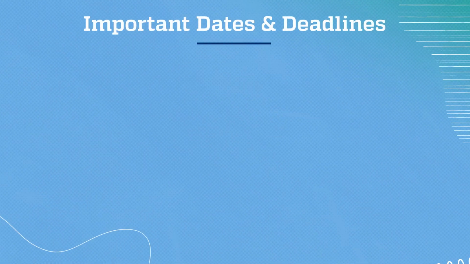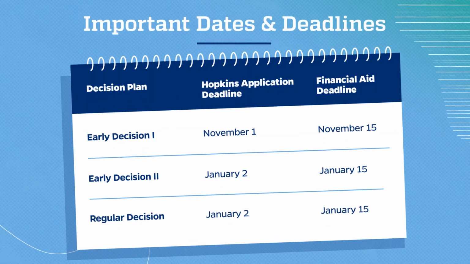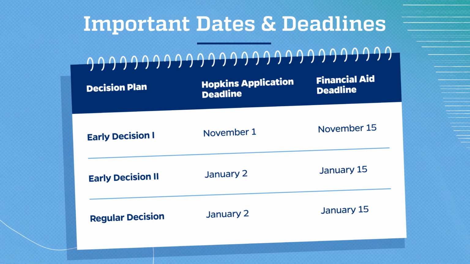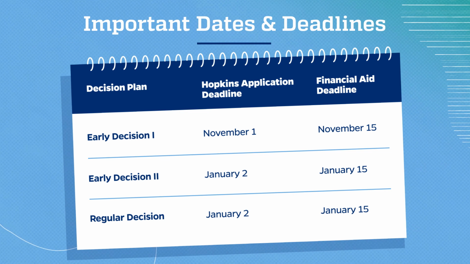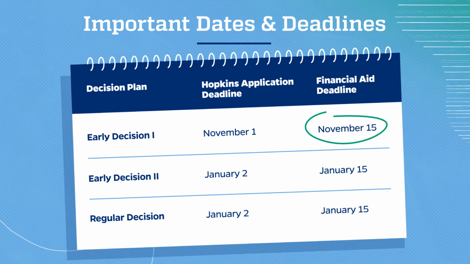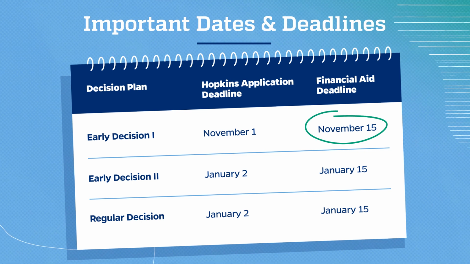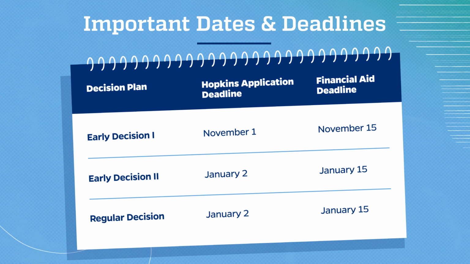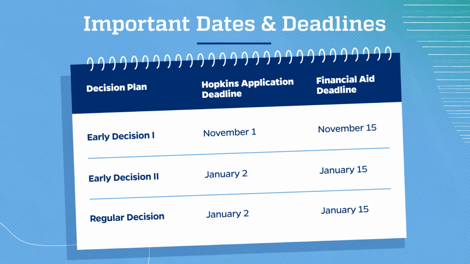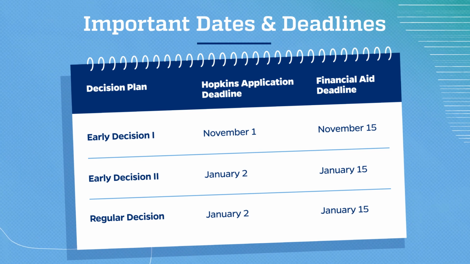Finally, let's cover important dates and deadlines. As long as you submit the required materials by these deadlines, you'll receive your financial aid offer at the same time as you receive your admissions decision. If you're applying to our Early Decision 1 plan, your financial aid application is due November 15th. This year, because of the FAFSA Simplification Act, the FAFSA won't be available by the usual November 15th deadline.